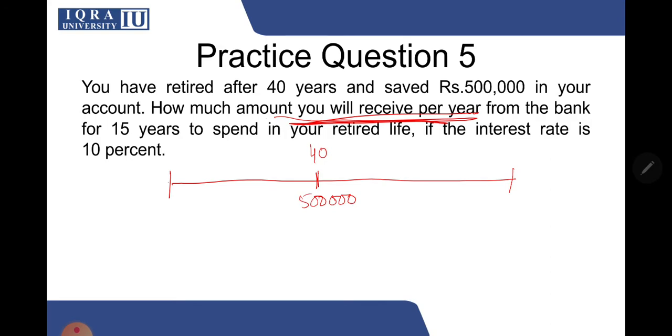So the question has shifted from the saving period. This was your saving period, right? You were depositing money till you become 40 years old. So now you have shifted from the saving period to the retired life. So it's asking you, okay, you are 40 years old.